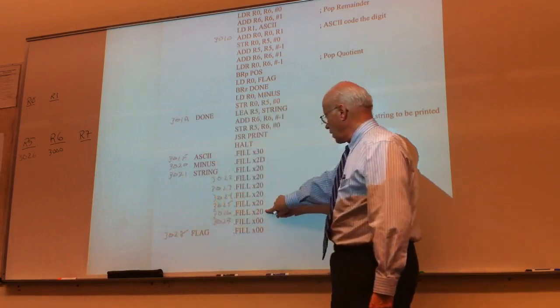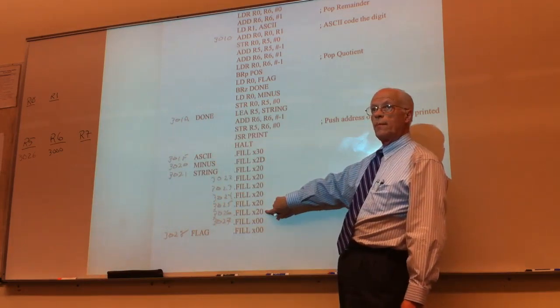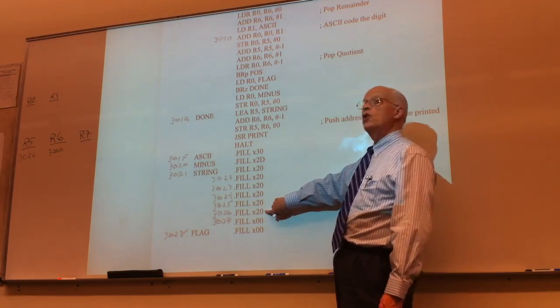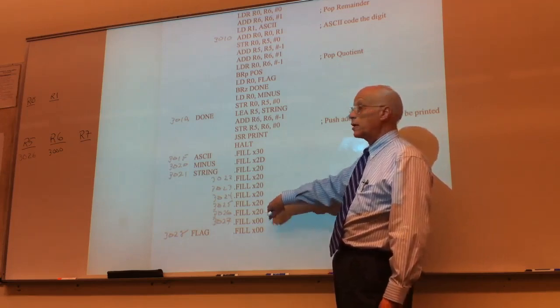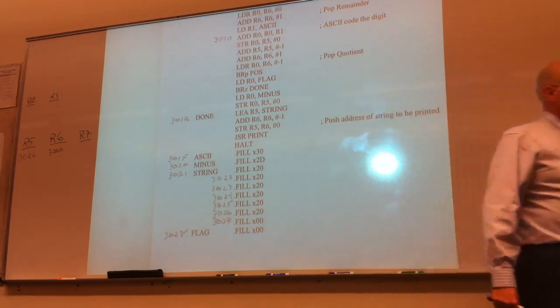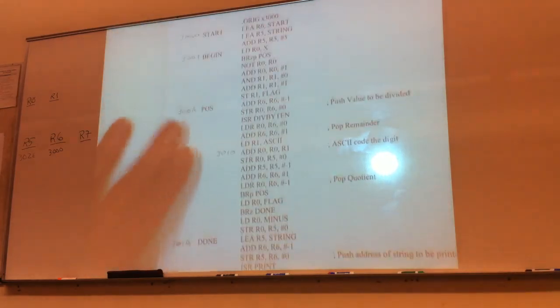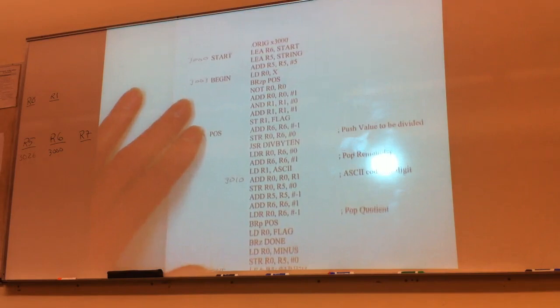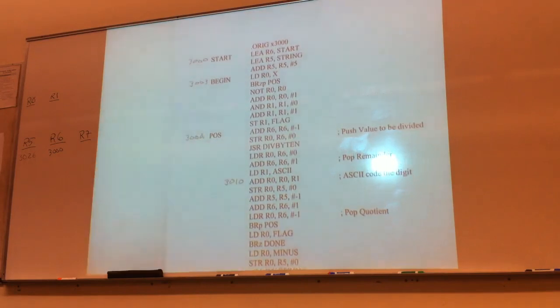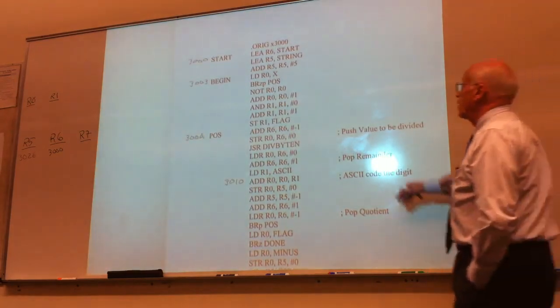Register 5 is pointing at this location. That's where the units digit of my number is going to end up. And then I'll just build it back up through the list as we go. Okay. Well, that gets us down to here.